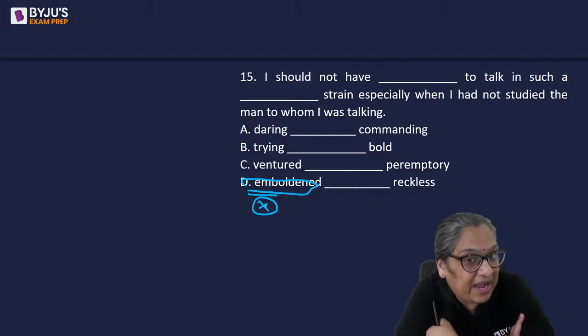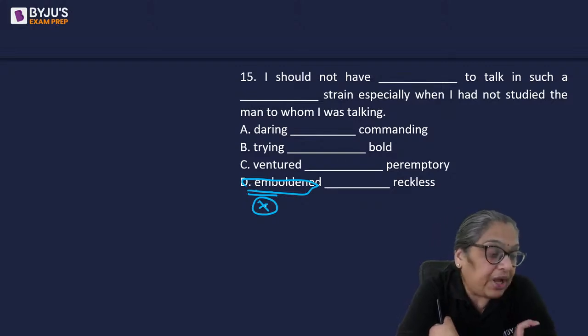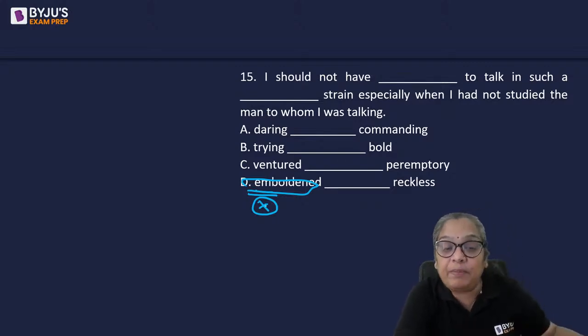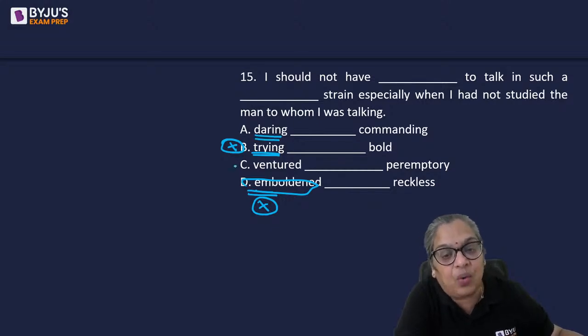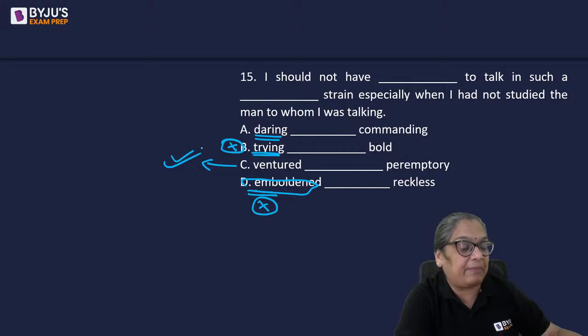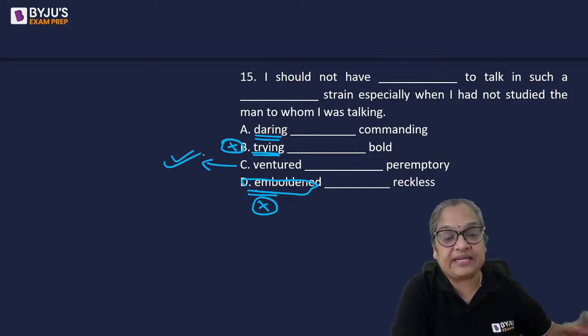Emboldened is a verb. I am emboldened by this task. I'm emboldened, become bold. That's what it means. So it cannot be D. I'm seeing quite a few answers for B. "I should not have tried to talk" won't work. "Trying to talk" won't work. "Daring to talk" won't work. Only one works grammatically and otherwise, that is C.